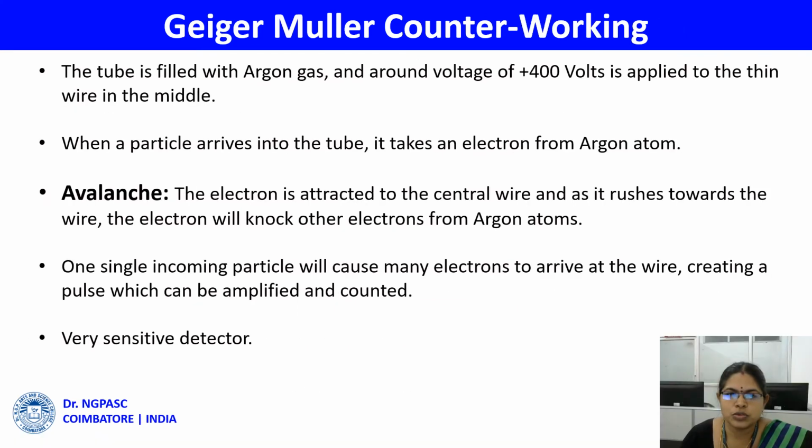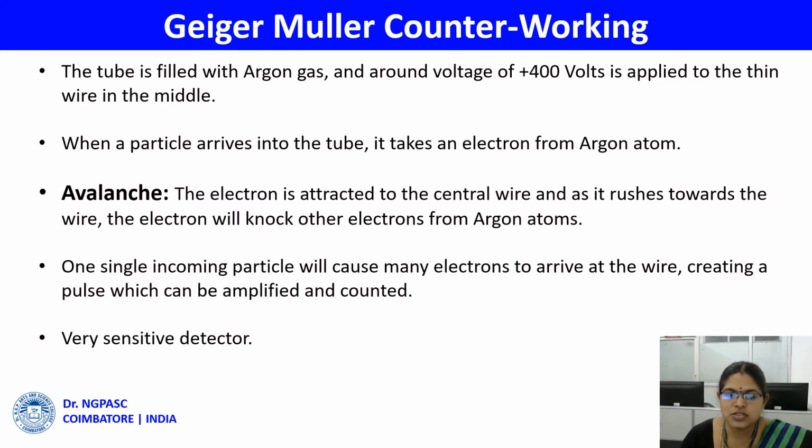When I move on to the working part, the GM counter is a device used for detection and measurement of all types of radiation, that is alpha, beta and gamma. As we discussed already, it consists of a pair of electrodes, cathode and anode, surrounded by suitable gases. The electrodes have a high applied voltage across them. The gas used inside is argon or helium, inert gases.